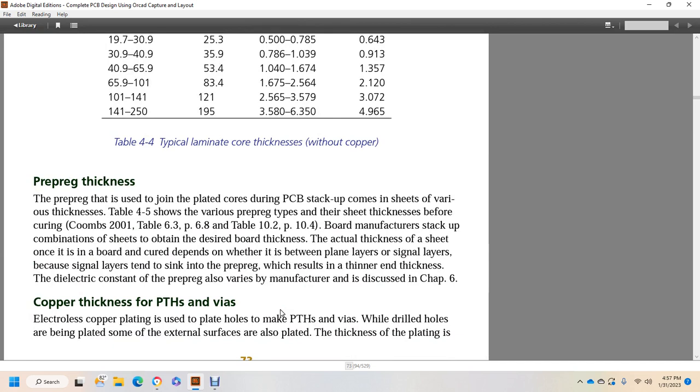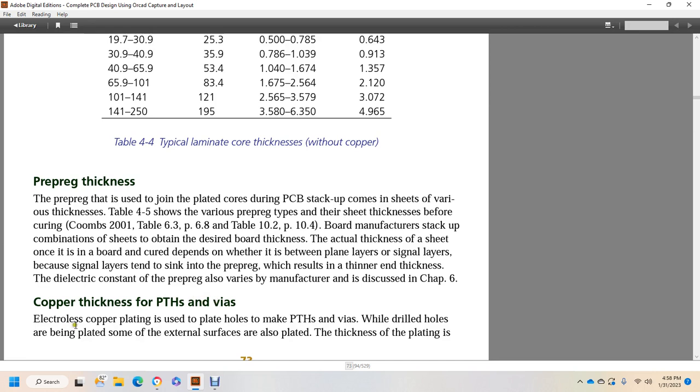Pre-preg thickness. Pre-preg is the sheet that joins the plates with the cores in the PCB stack-up, and it comes in sheets of various thicknesses. Table 4.5 shows the various pre-preg types and sheet thicknesses before curing. Combs 2001, table 6.3, page 6.0, table 10.2, page 2.10.4. Board manufacturers stack a combination with the option for the desired board thickness. The actual thickness of the sheet depends on the way it is pressed between layers, because single layers tend to sink into the pre-preg, resulting in thinner thickness. The dielectric constant of the pre-preg also varies with the manufacturer, as discussed in Chapter 6.